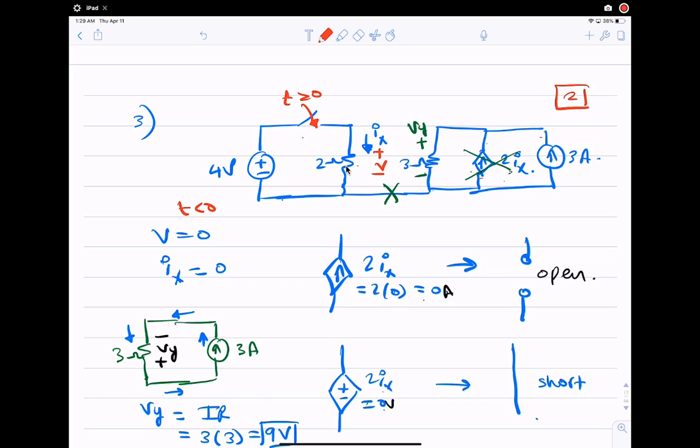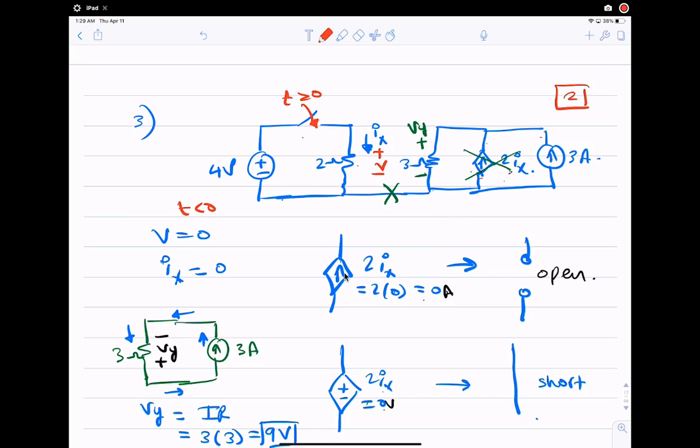Now if this current Ix is 0, if I look to the other side, I would just erase this wire. There's a dependent source that depends on the current here. This dependent source has the value of double Ix, so 2 times Ix. Ix, we said it's 0, so this should be a 0. Now what does that mean? The current is 0 in the dependent source.